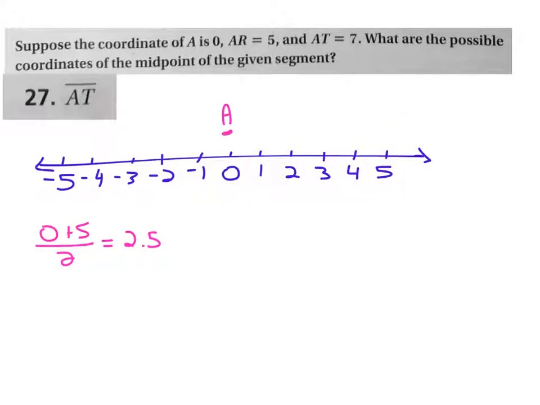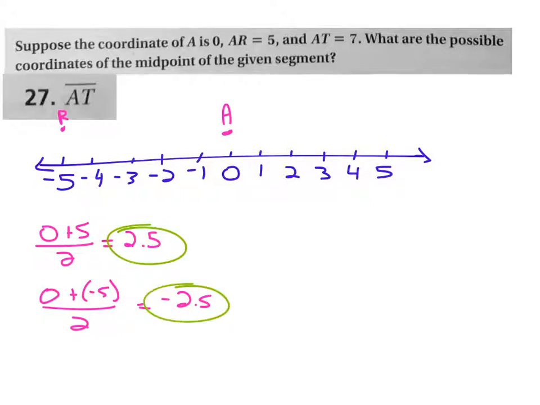Or instead of R being there, R could be over here at -5. Okay, so that way we then say, well, if it was 0 plus -5 divided by 2, we would get -2.5. So those are the two coordinates of the midpoint for AR. Now we're doing AT. I just want to give you it as an example so you can see it.